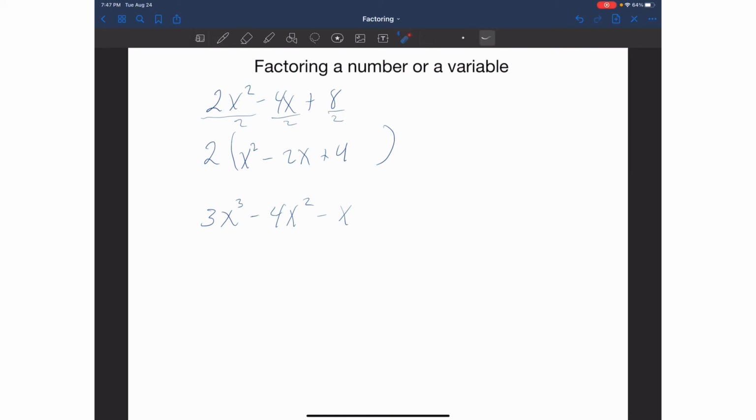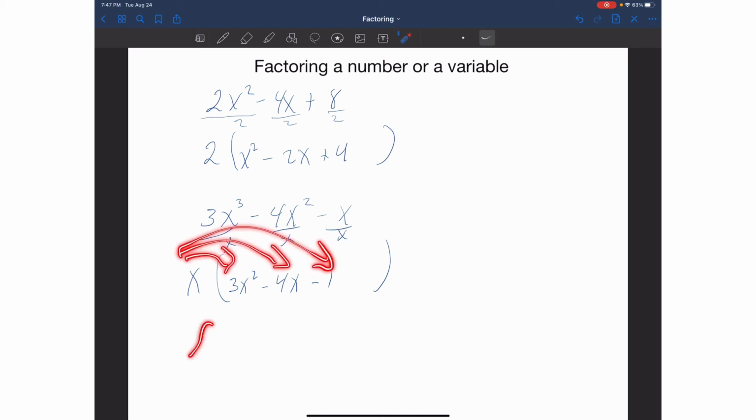For the other one, notice that they all have a factor of x. So we are going to factor an x to the front. And it's kind of like doing the same thing that we did before, right? Divide by whatever you factored out. So 3x cubed divided by x will give me a 3x squared, minus 4x squared divided by x will give me 4x. And then a negative x divided by x will give me a -1. Same thing, if you were to distribute the x to all three of them, you would be able to get your original equation, meaning you didn't do anything mathematically wrong.